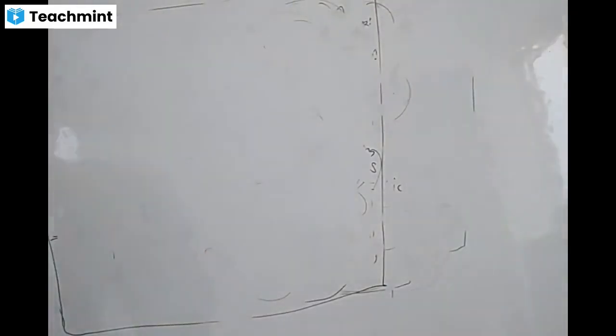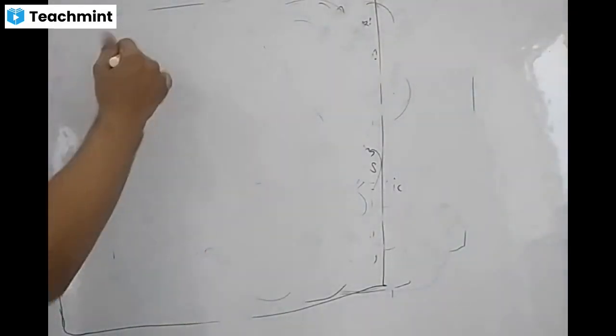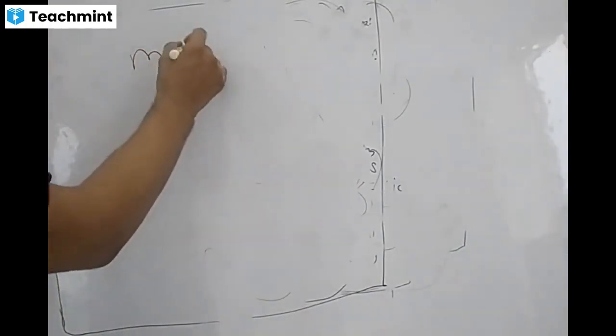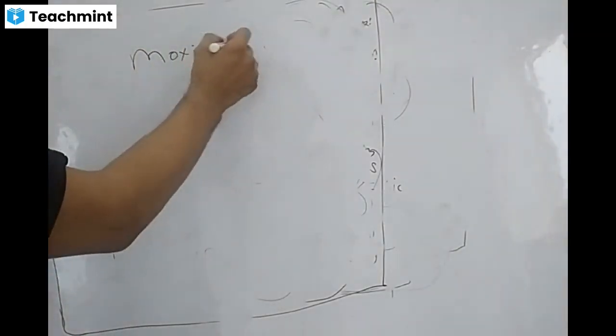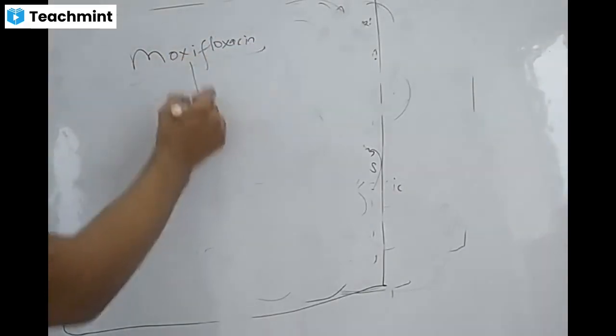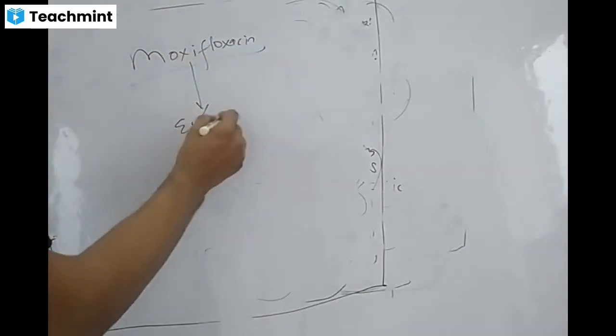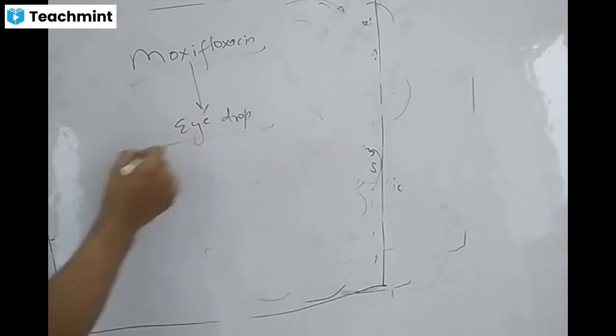Then there are a total of four generations, and in the fourth generation, there is one drug called moxifloxacin. Moxifloxacin is commonly used in ophthalmology as an eye drop.